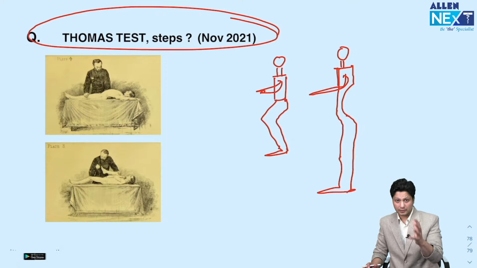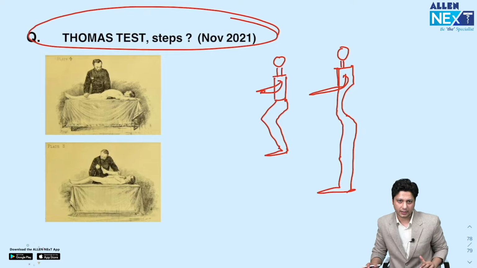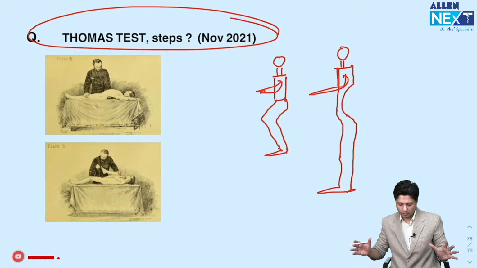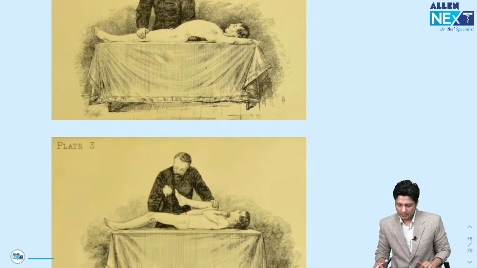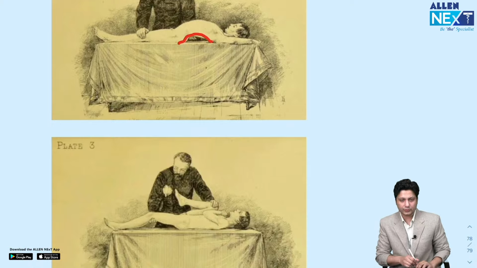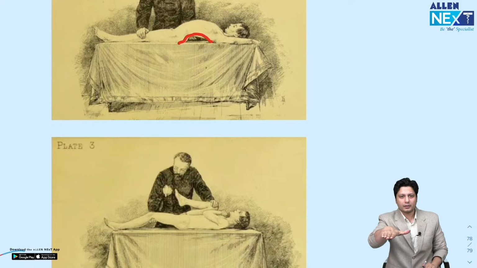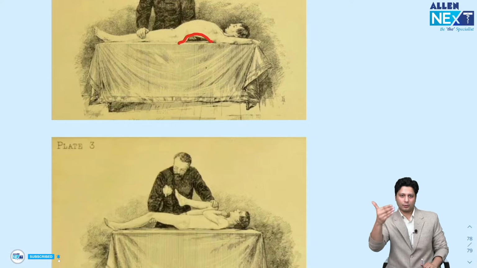Then it will become a task for you as an examiner to identify this exaggerated lumbar lordosis. What you will do is make the patient lie supine on the couch. When you make the patient lie supine on the couch, as you can see, there is an exaggerated lumbar lordosis, and you can place your hand behind it. You can appreciate that this is elevated above the couch.